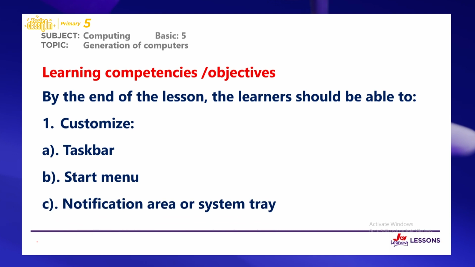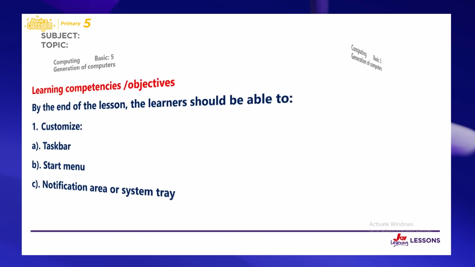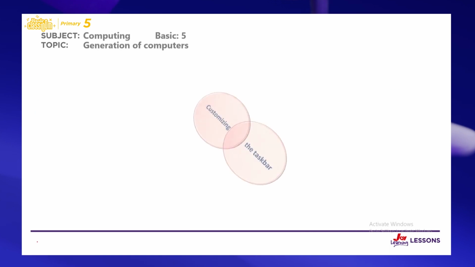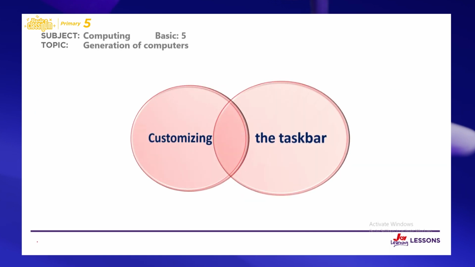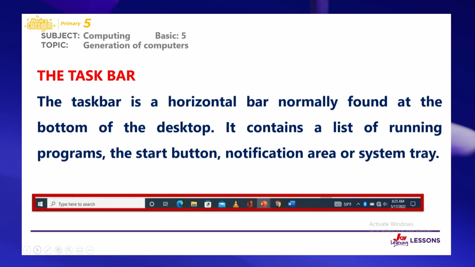So today we are going to look at how to customize all these icons. Let's begin with how to customize the taskbar. Good. So customizing the taskbar. Before that, our taskbar is a horizontal bar normally found at the bottom of the desktop. It contains a list of running programs, the start button, notification area, or system tray.